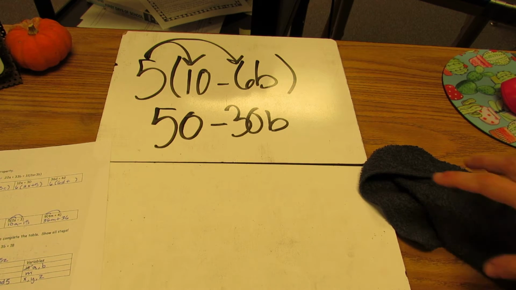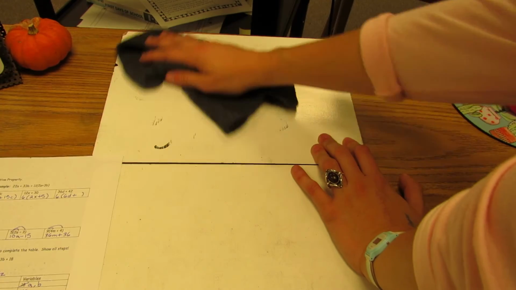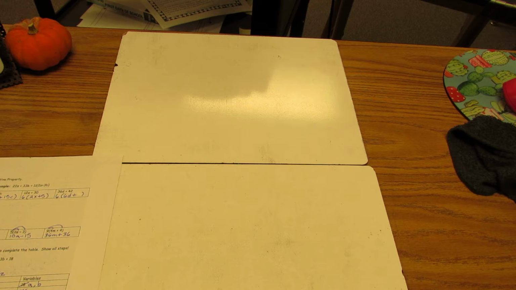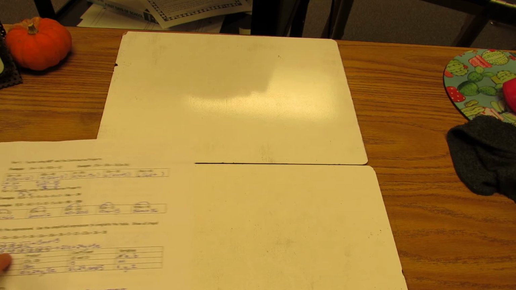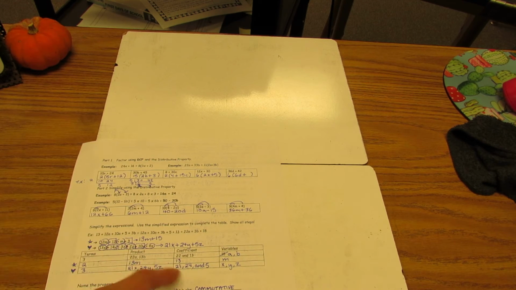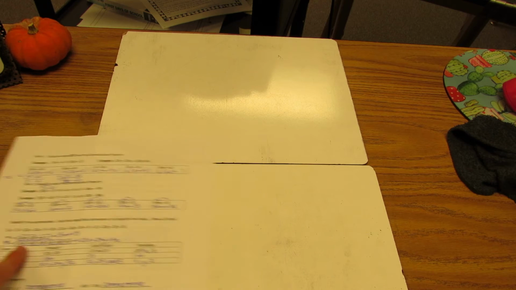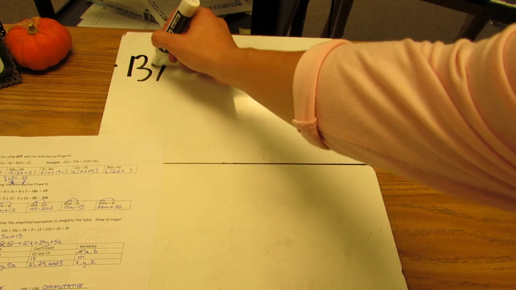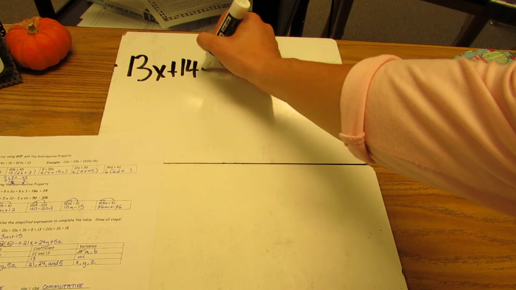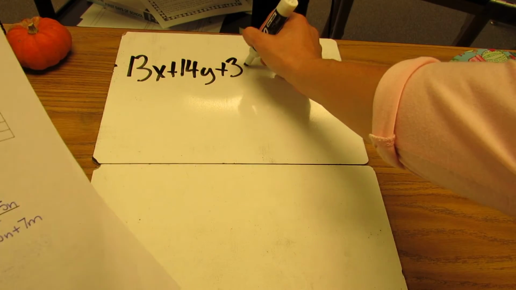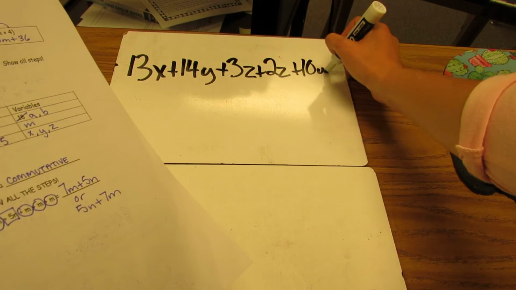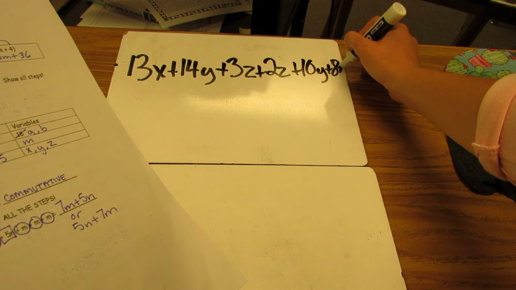Let's go ahead and move to the simplify the expressions. Use the simplified expression to complete the table. Show all the steps. All right, so I believe we did both of these in class, so I'm just going to pick one and I'll help you guys out. We'll just redo that one. So let's look at the second example. It's got the arrow, 13x plus 14y plus 3z plus 2c plus 10y plus 8x.